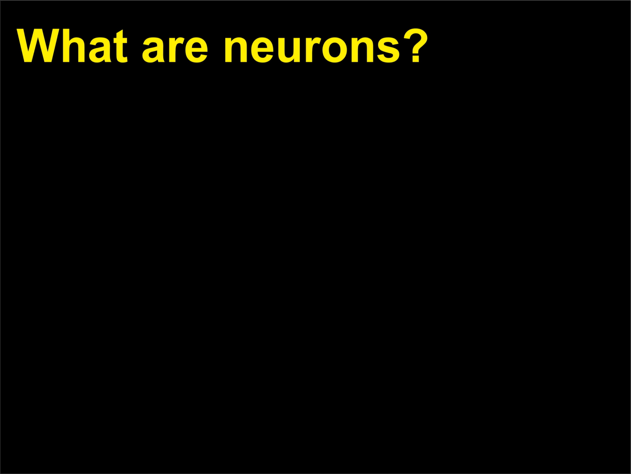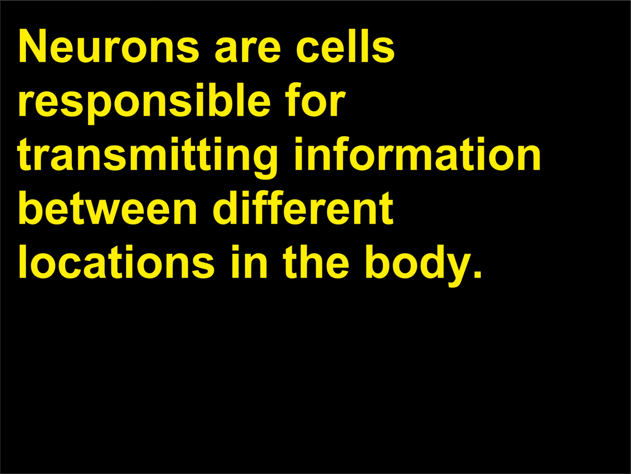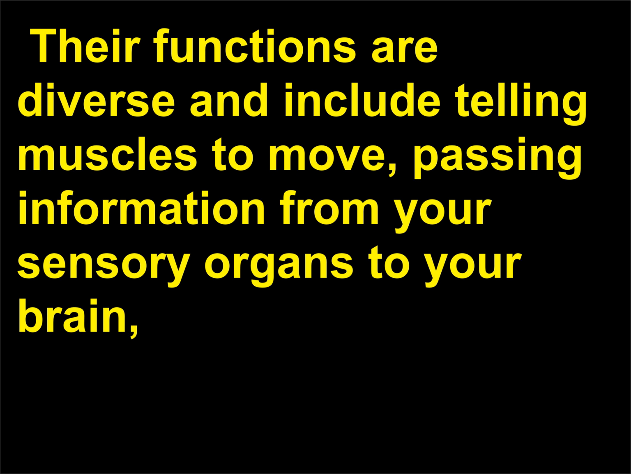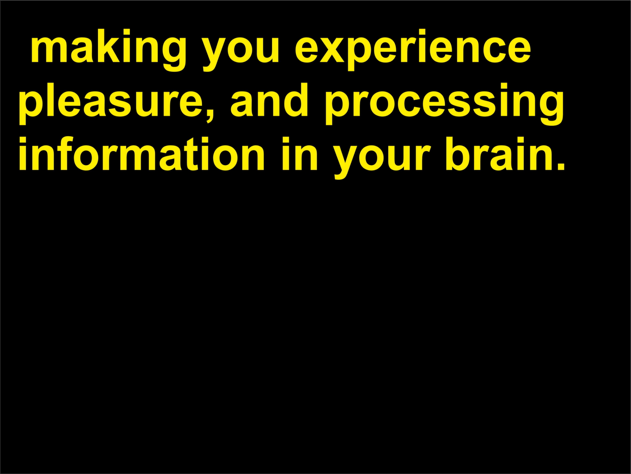What are neurons? Neurons are cells responsible for transmitting information between different locations in the body. Their functions are diverse and include telling muscles to move, passing information from your sensory organs to your brain, making you experience pleasure, and processing information in your brain.